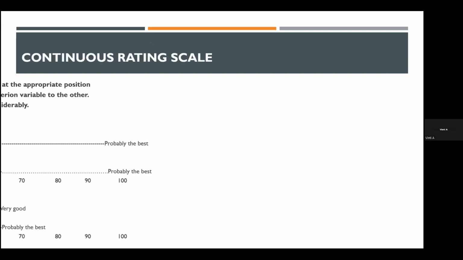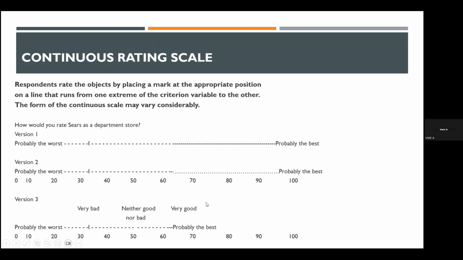Now when I do continuous rating scale, this is a rating scale. You have one rating scale which says, let's say, probably the worst and probably the best, but here I have not put anything in between. Now this doesn't work because the person is unclear. In the second one, I have given 10, 20, 30, 40, 50, but I have only identified worst is 0 to 20 and best is maybe from 90 to 100. In version 3, if you note, maybe not drawn properly, but in between also I have defined the scales.